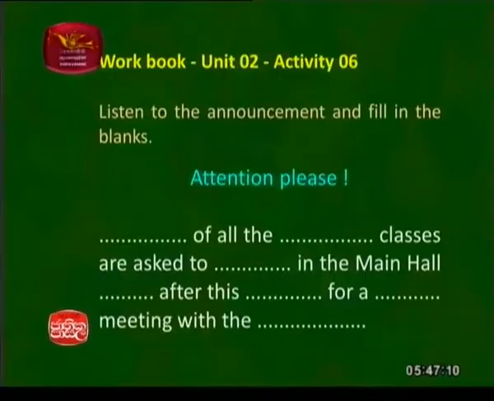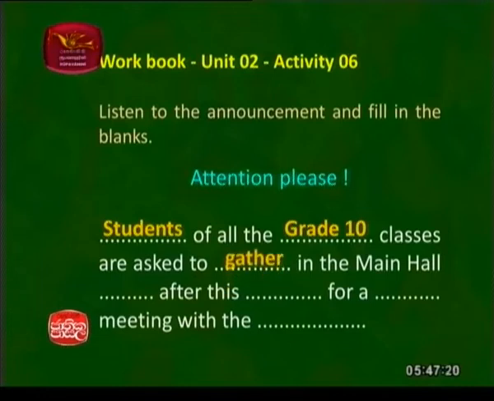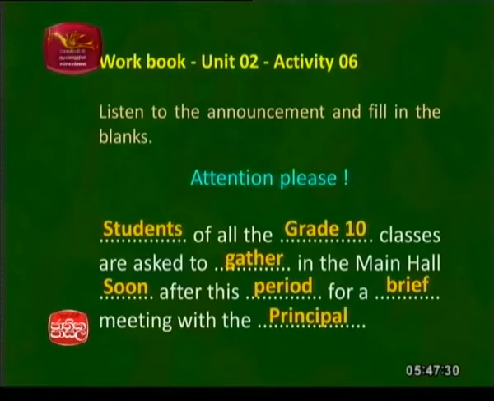Right. Now we are moving to announcement, right? So here you can see this in your workbook. Can you touch the screen so we can? Okay. Students of all the grade 10 classes are asked to gather in the main hall soon after this period for a brief meeting with the principal. You can hear those things every time in your school, different types of announcements. Right, let us move on to the other announcement.